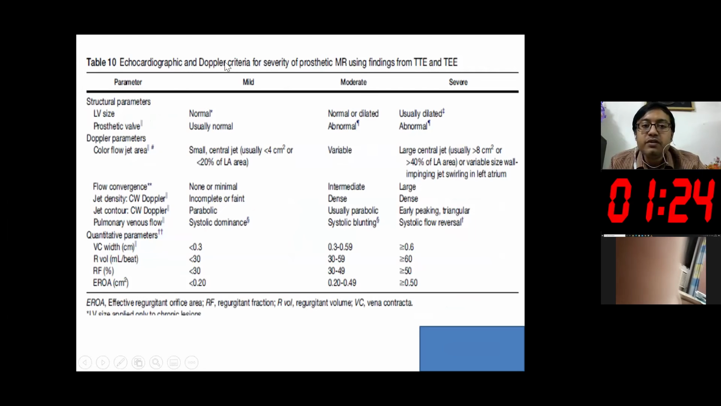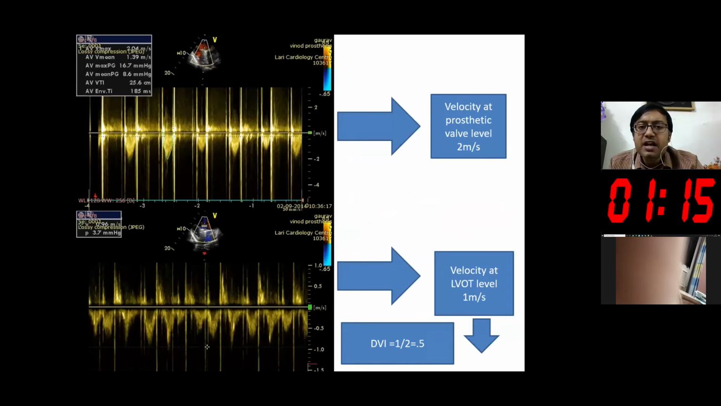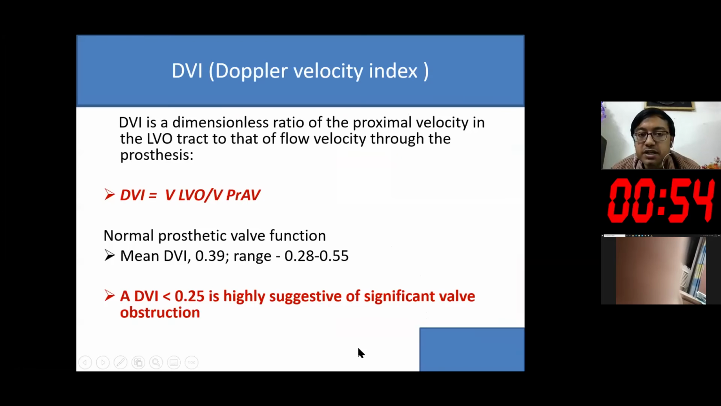These are the echocardiographic Doppler criteria of prosthetic mitral regurgitation, almost the same as for a native mitral valve. This is the prosthetic valve velocity at the level of the valve. For the aortic valve, it is 2 meters per second, whereas the velocity at the level of the LVOT is 1 meter per second. From these two velocities, at the aortic valve and the LVOT level, we can calculate the Doppler velocity index, which is also an important indicator of stenosis of the valve.